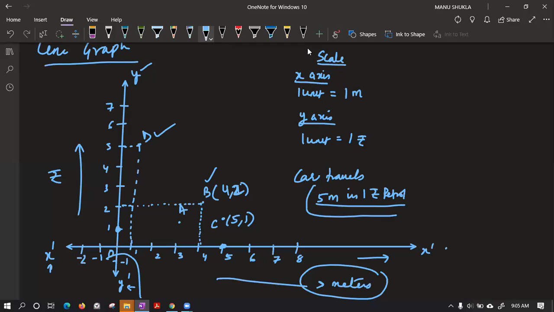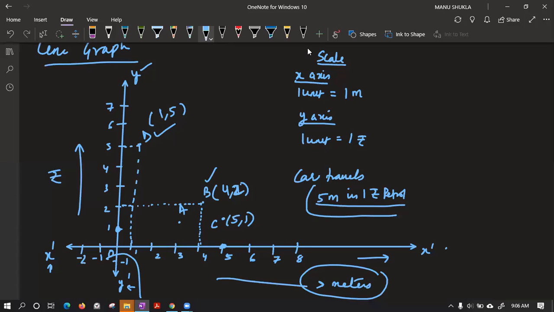This car is traveling 1 meter in 5 rupees. Can you tell me how we will write it in the bracket form? The coordinate form, please tell. Kriti, very good. Sorry, it is not -1, it is 1 only, beta. We will write it like 1 comma 5.